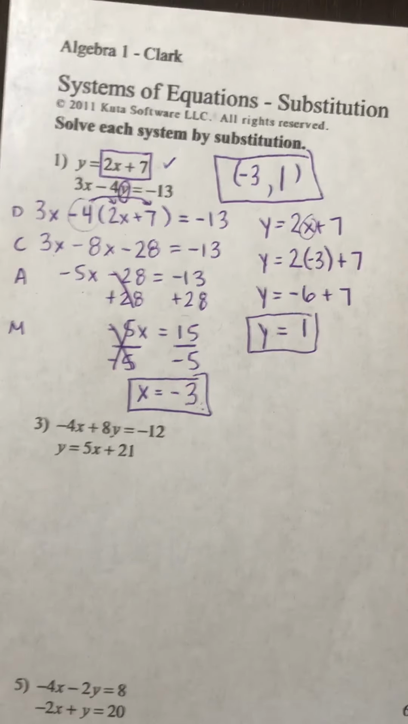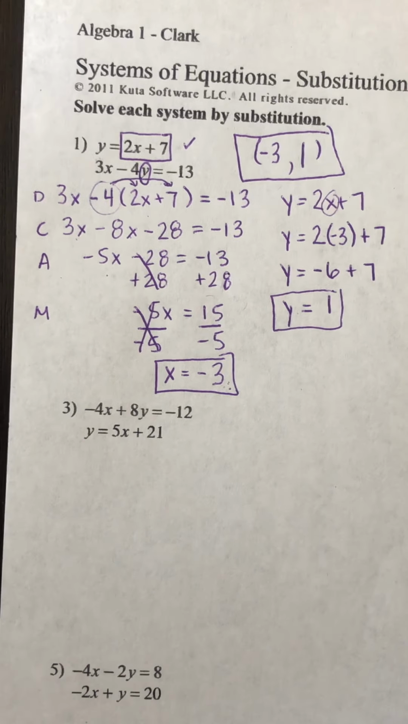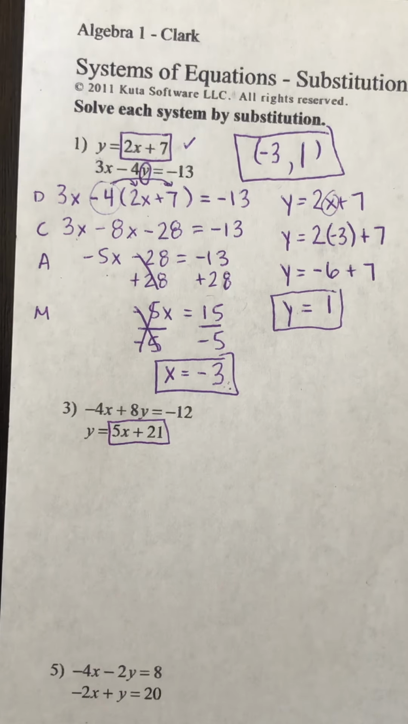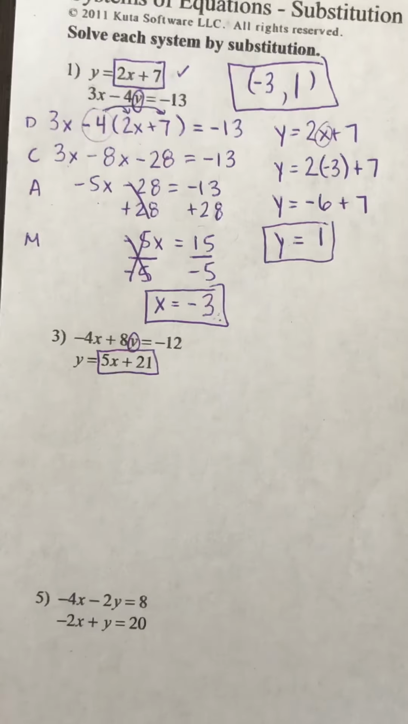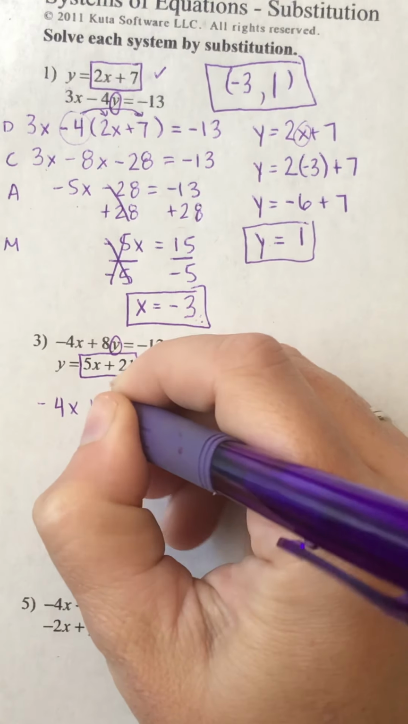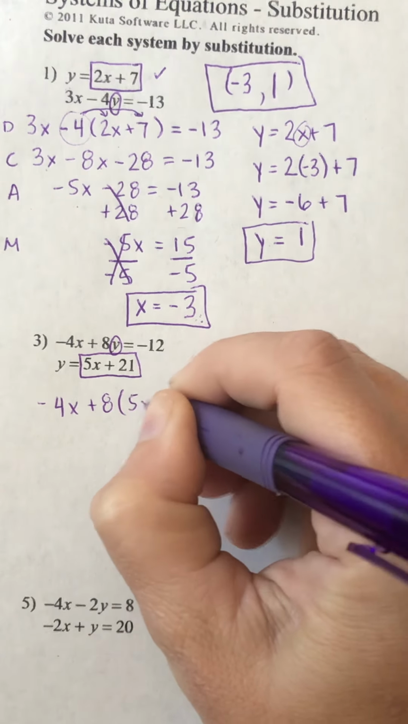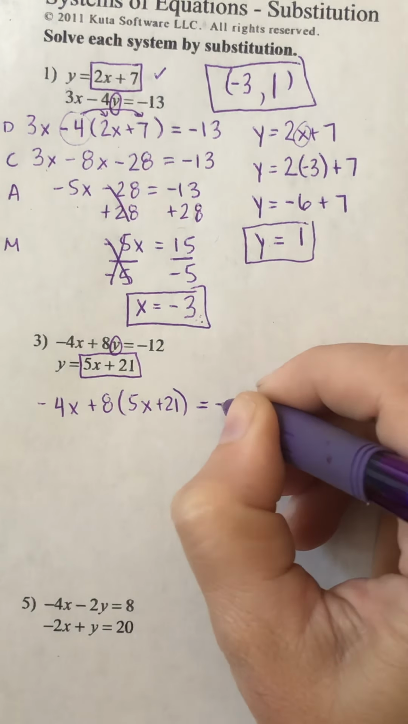All right, next up, guys, so we have a couple more just like this where we already have one of our variables solved. And this variable down here, y equals, tells us our y value. So that's going to get plugged in right there for that other y. All right, so we're going to go ahead and rewrite negative 4x plus 8 times our y value. That's 5x plus 21. And that's still going to equal our negative 12.